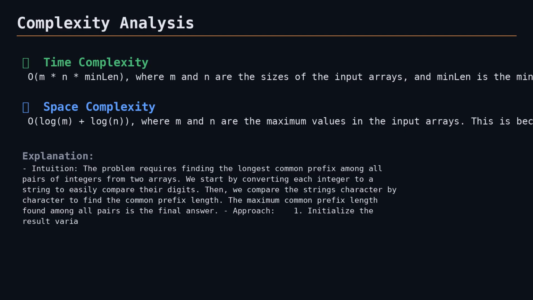Then, we iterate through each character of the shortest string, and for each character, we check if it's the same in all the other strings. We use a nested loop to do this. The outer loop iterates through each character of the shortest string, and the inner loop iterates through each string in the input list. We use the indexing operator to access each character of each string.